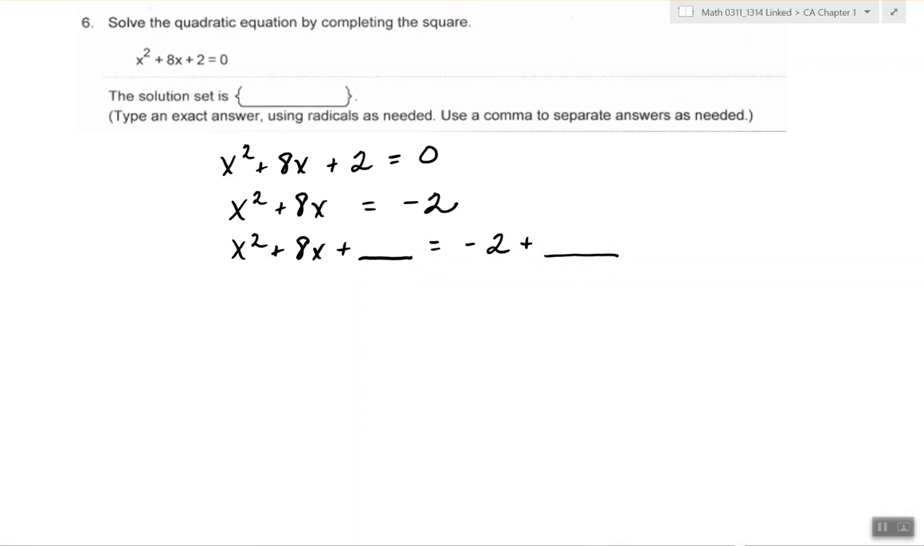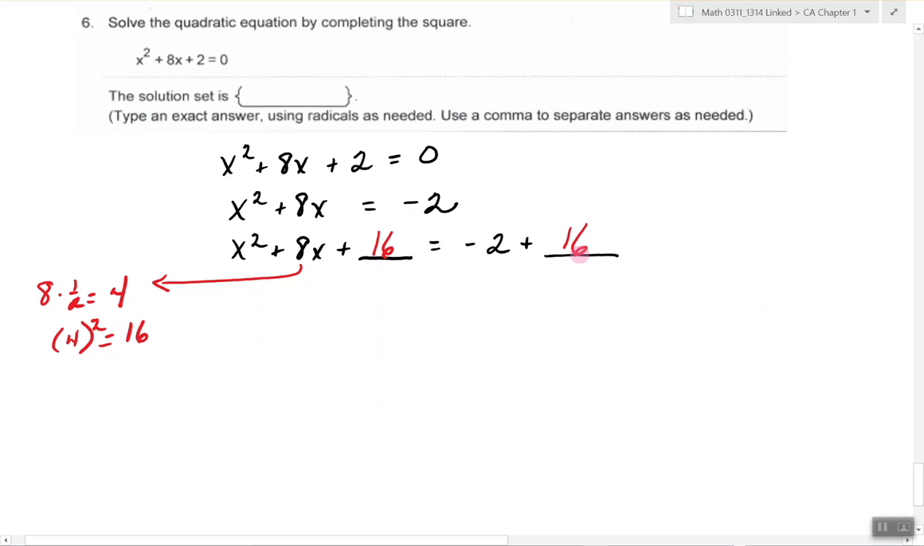Grabbing my red pen, take the coefficient of x, 8, take half of it for 4, square that 4 for 16. I need to add a 16 here and a 16 here. The left side has a perfect square trinomial, which is x, and here's my number, plus 4. On the right-hand side, negative 2 and positive 16 is 14.